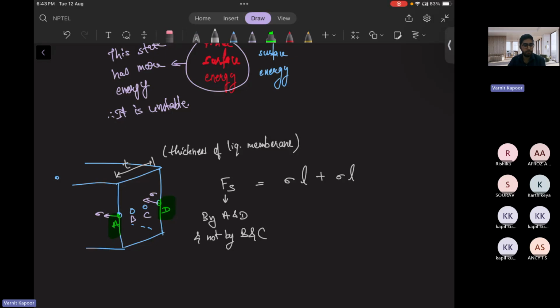This is some thin membrane which will have some thickness. So that is why it was 2 times sigma L. Okay, 2 sigma. Now you are able to understand this factor too. All right.